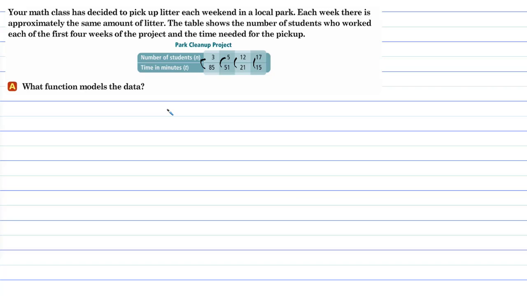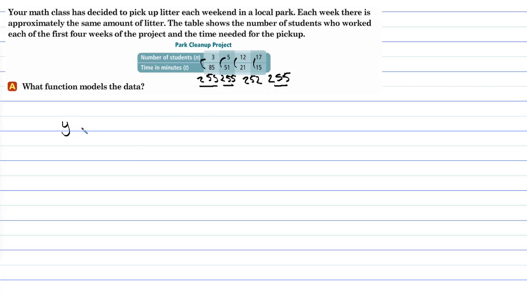So 3 times 85 gives you 255. 3 times 51. Or excuse me, 5 times 51 gives you 255 as well. So it looks like 255 might be our number. And 12 times 21 is 252. 17 times 15 is 255. So as you see, a consensus number, for the most part, we're having 255 as your K.